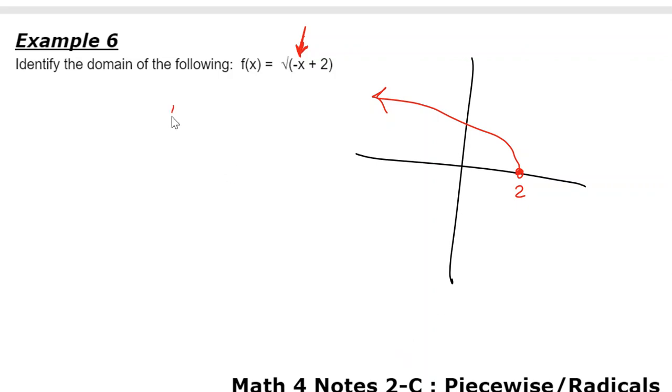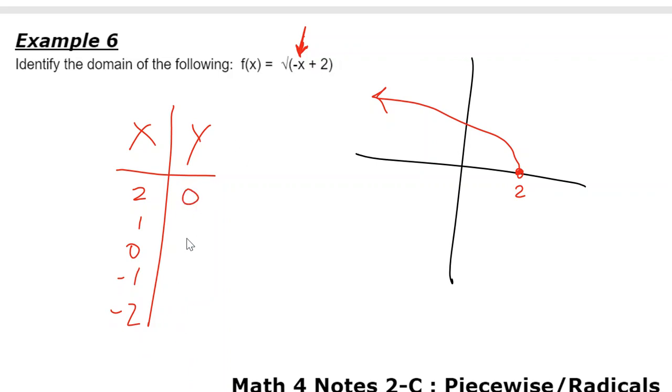But if you really wanted to chase this, you could do everything from 2 all the way down to -2 and discover that there's an answer for all of these. When I stick a 2 in there, -2 plus 2 is 0. Square root of 0 is 0. When I stick a 1 in there, -1 plus 2, that's square root of 1, which is 1.